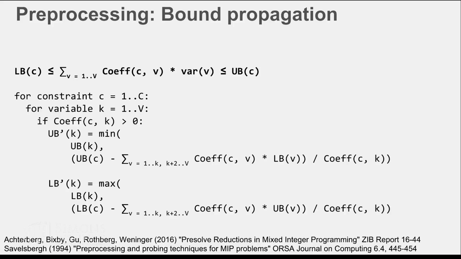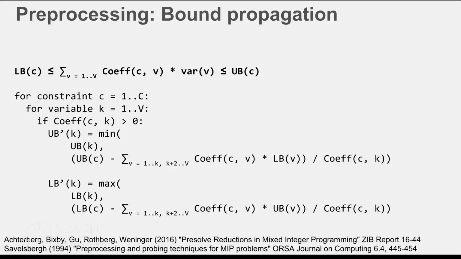Some other techniques for preprocessing: bound propagation, so you don't need to read this. Basically, every constraint has some bounds, a lower and an upper bound, but you can also try to infer the bounds from the variables in the equation and from the bounds of those variables, and this helps you make your bounds stricter.